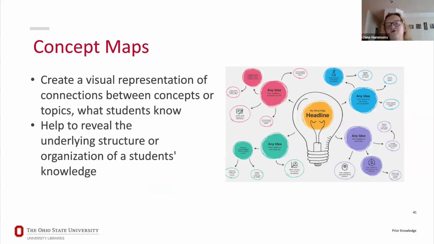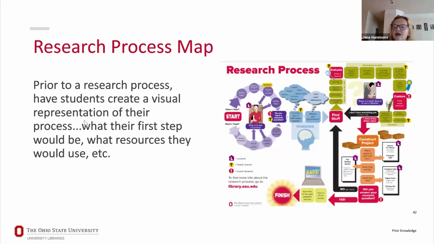Concept maps can be great for identifying students' prior knowledge. You're doing a literature review, let's connect some concepts here. You're searching a database, there's different ways that this can work. They can develop their own concept map. You can give them kind of a start. But I think concept maps can be a helpful tool as well.